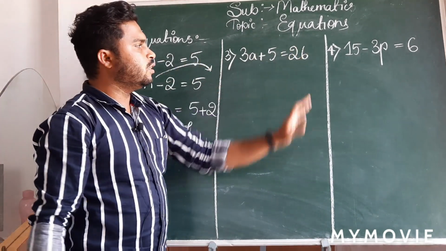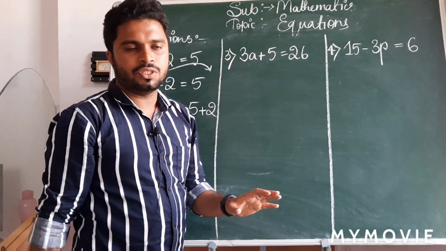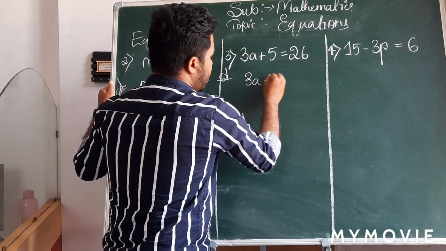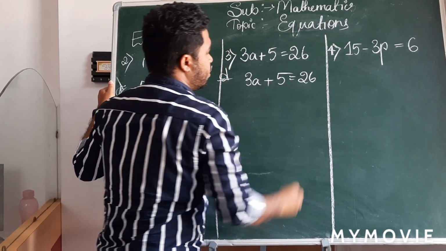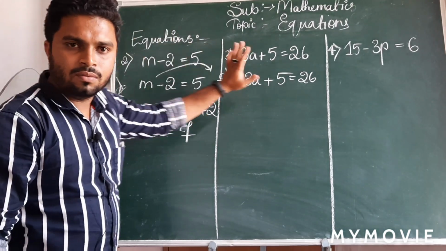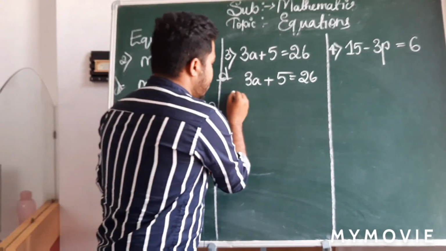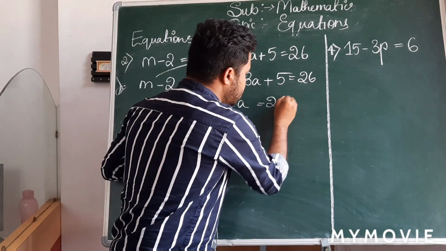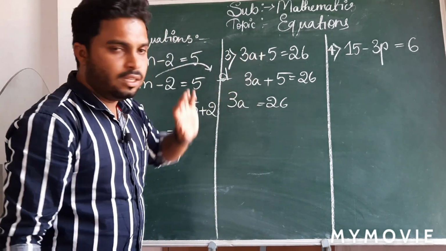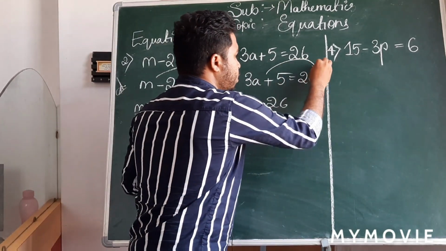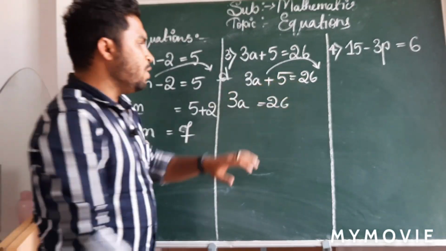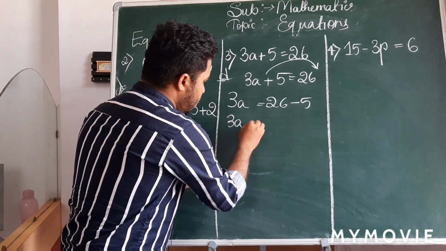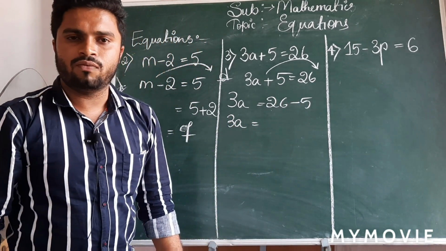Coming up, this is a little different question. We have, see here, 3a plus 5 is equal to 26. The same thing we will do. First, I want to keep this 3a as it is, then 26 also as it is. This 5, I am going to transfer to that side. It becomes minus 5.